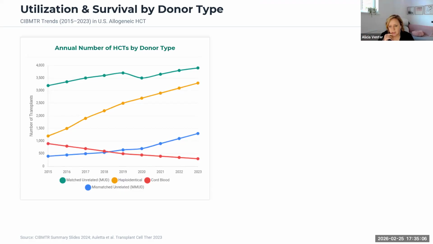But haploidentical has been catching up rapidly. So has mismatched unrelated donors, at least in the recent years. And we definitely see or expect this trend for multiple mismatched donors to keep rising quite rapidly. Of course, cord blood has declined all around the world. It is very expensive to maintain a cord blood bank.